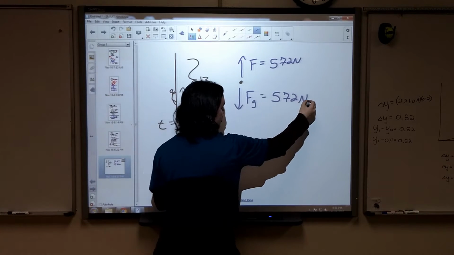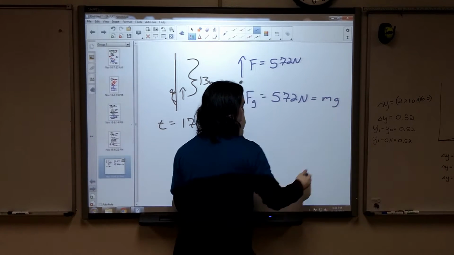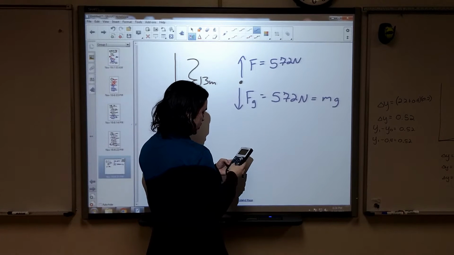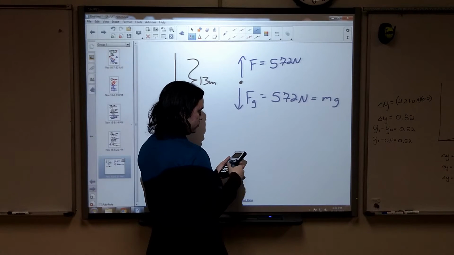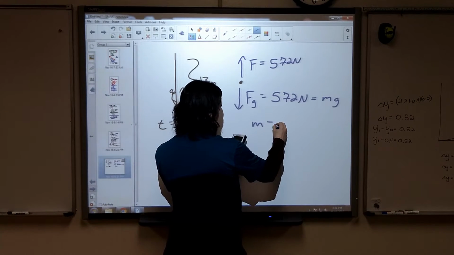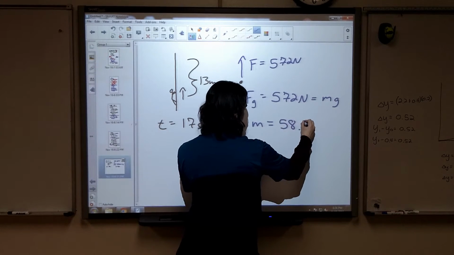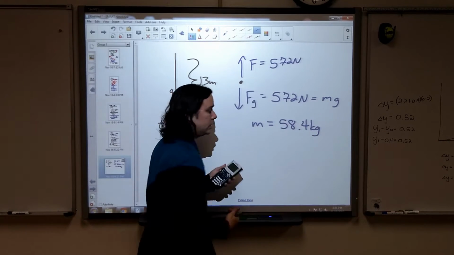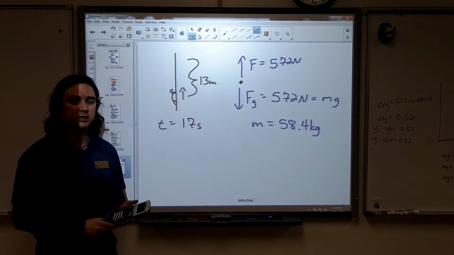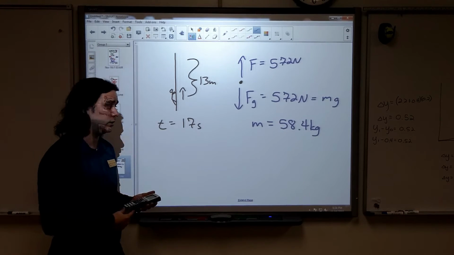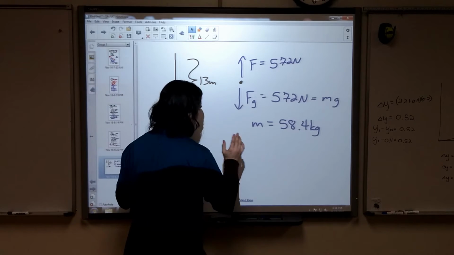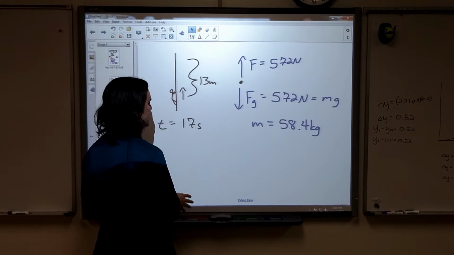I know that Fg is also equal to mg near the surface of the Earth. So if I take 572 and I divide it by 9.8, or 9.81, I find that the mass is, hey, look at that, about 58.4 kilograms. In case you were interested in that, it also ties it together with the types of questions I ask in class. All right, there are two ways to go about this.